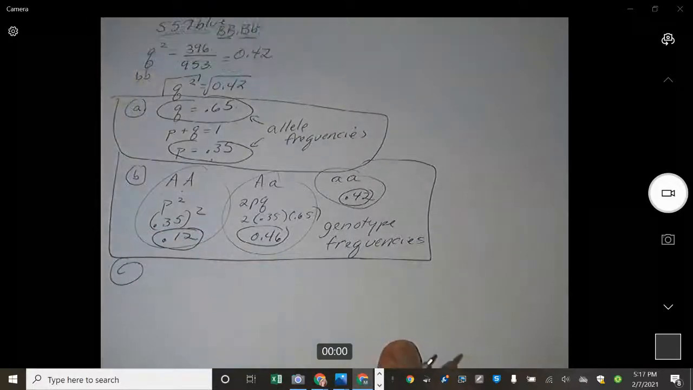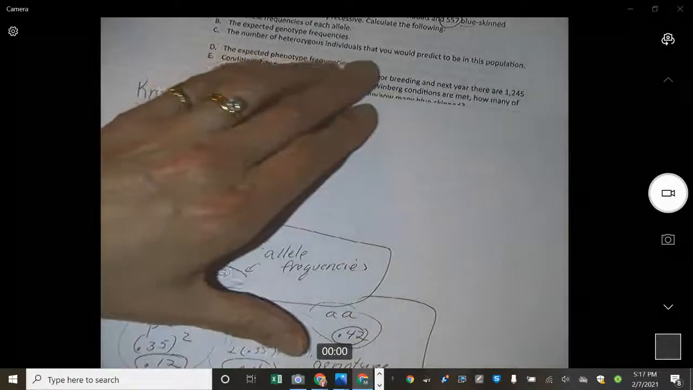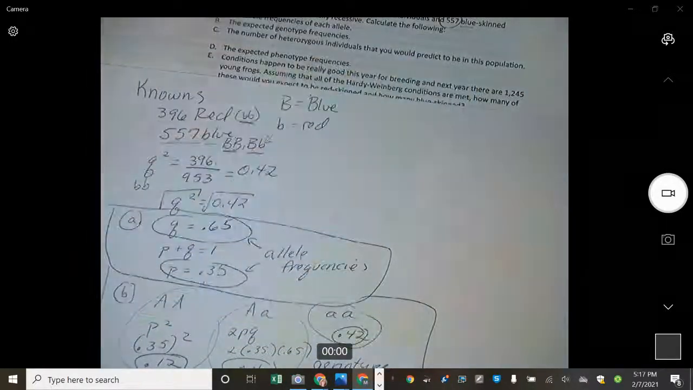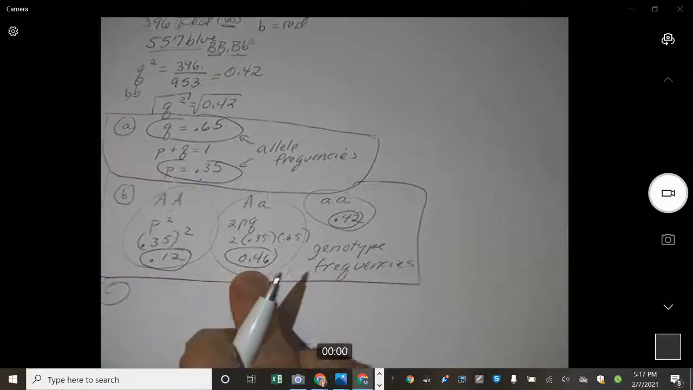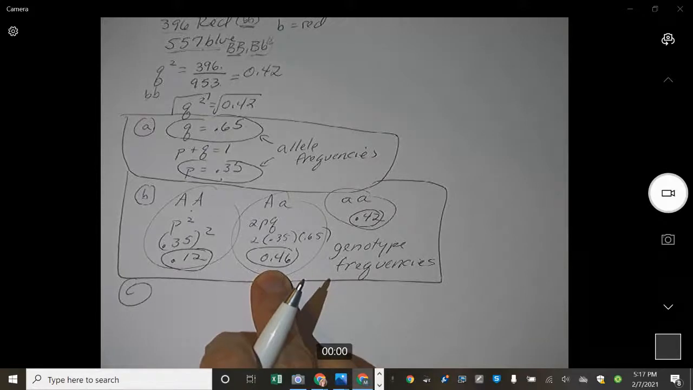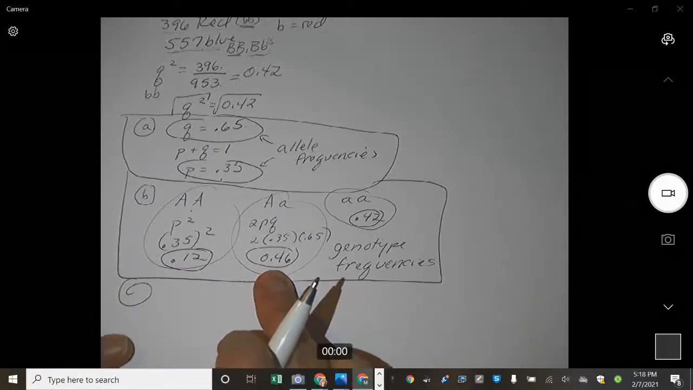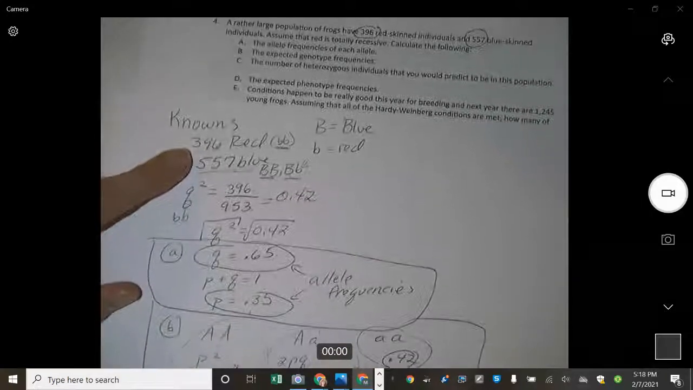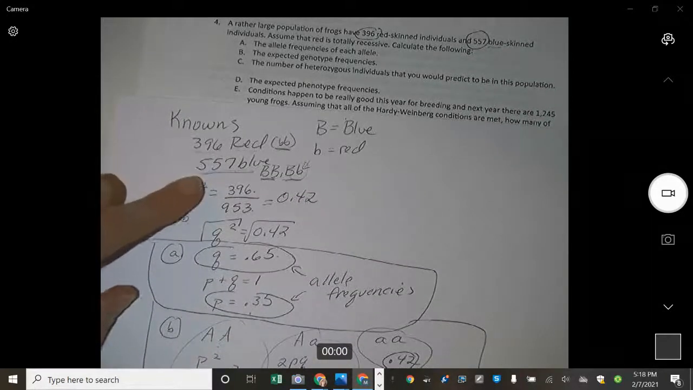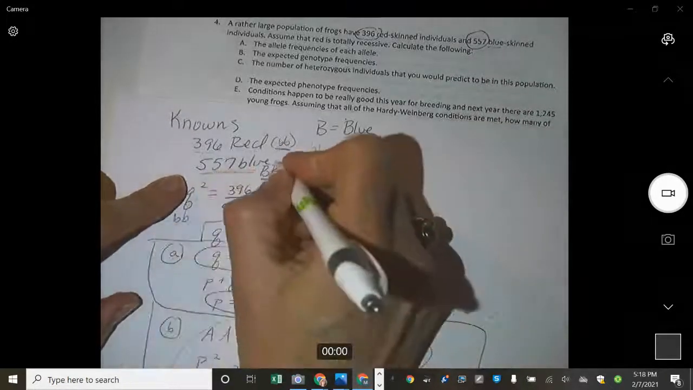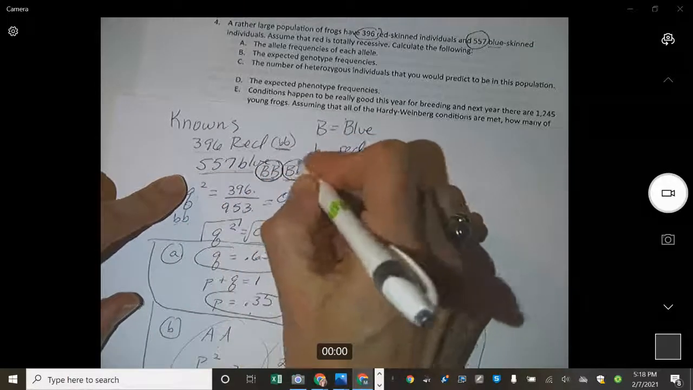Okay, so what does part C want? C wants the number of heterozygous individuals that you would predict to be in this population. So you might say, oh, I already figured that out. It's right here, 0.46. True, but they don't want a percentage or a frequency. They want the actual number of heterozygous ones, right? We know that 396 are homozygous recessive, but out of the 557, how many of them are homozygous and how many of them are heterozygous?